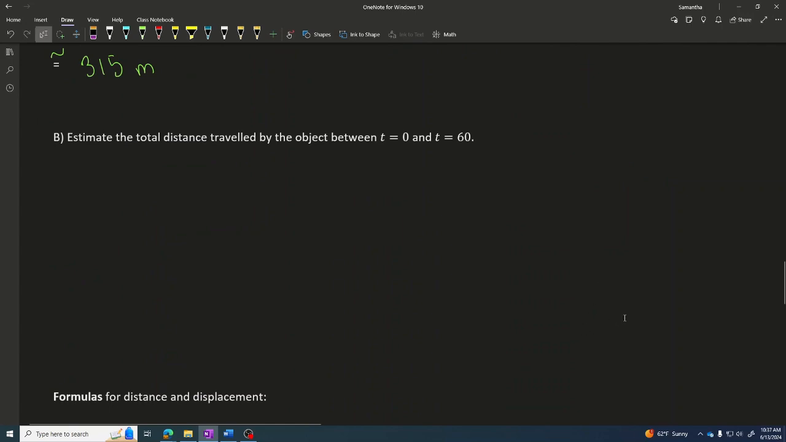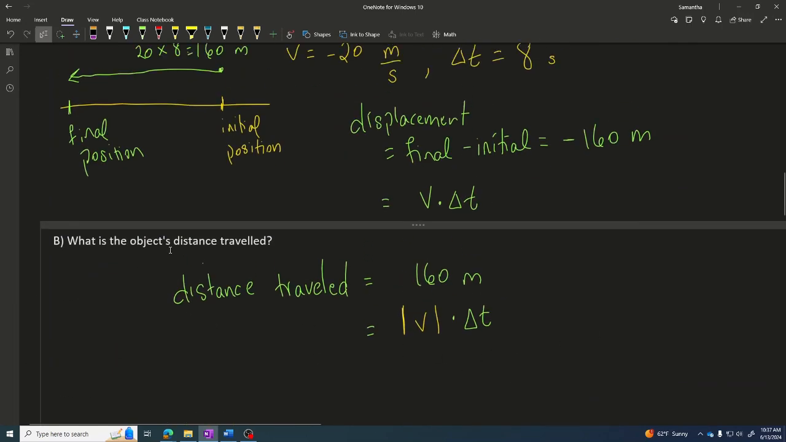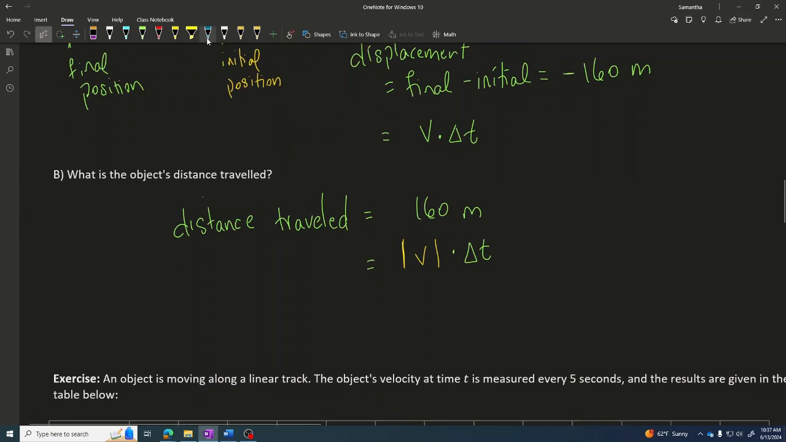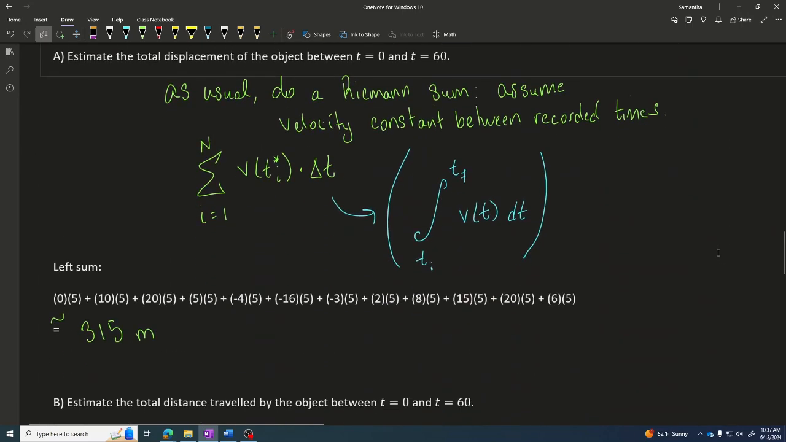Now we observed that distance traveled in this sort of toy scenario up here. If you have a constant velocity, distance traveled can be found by taking the product of the absolute value of your velocity with your time interval. In other words, taking the product of the speed of your object with the interval, delta t. So let's use that idea down here as well.